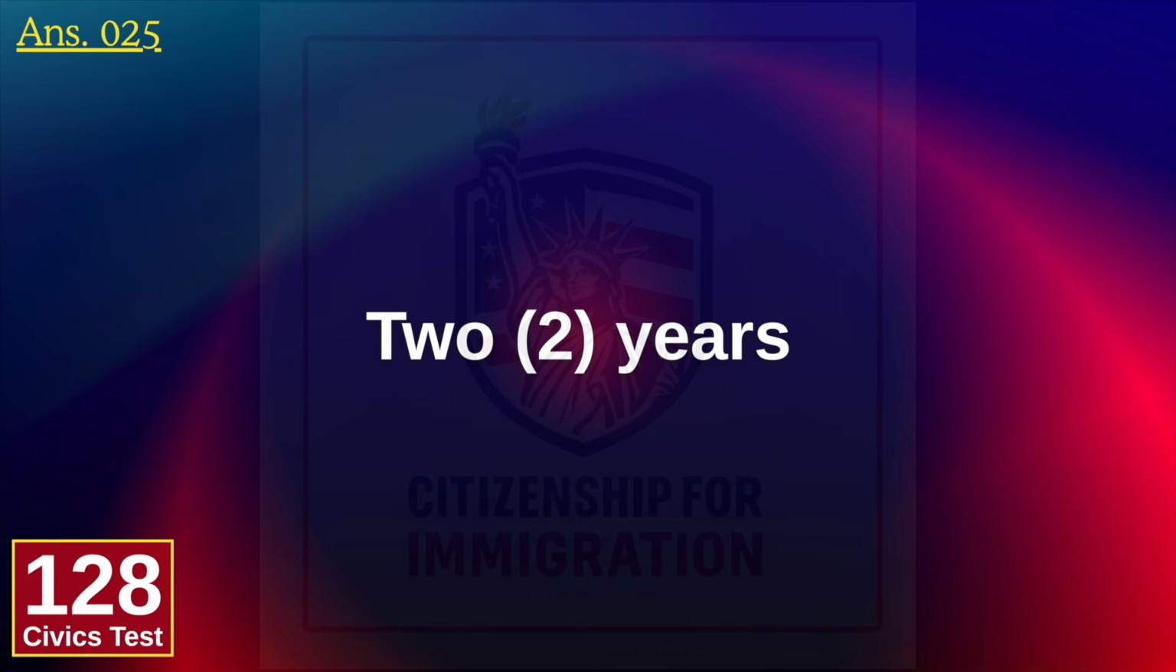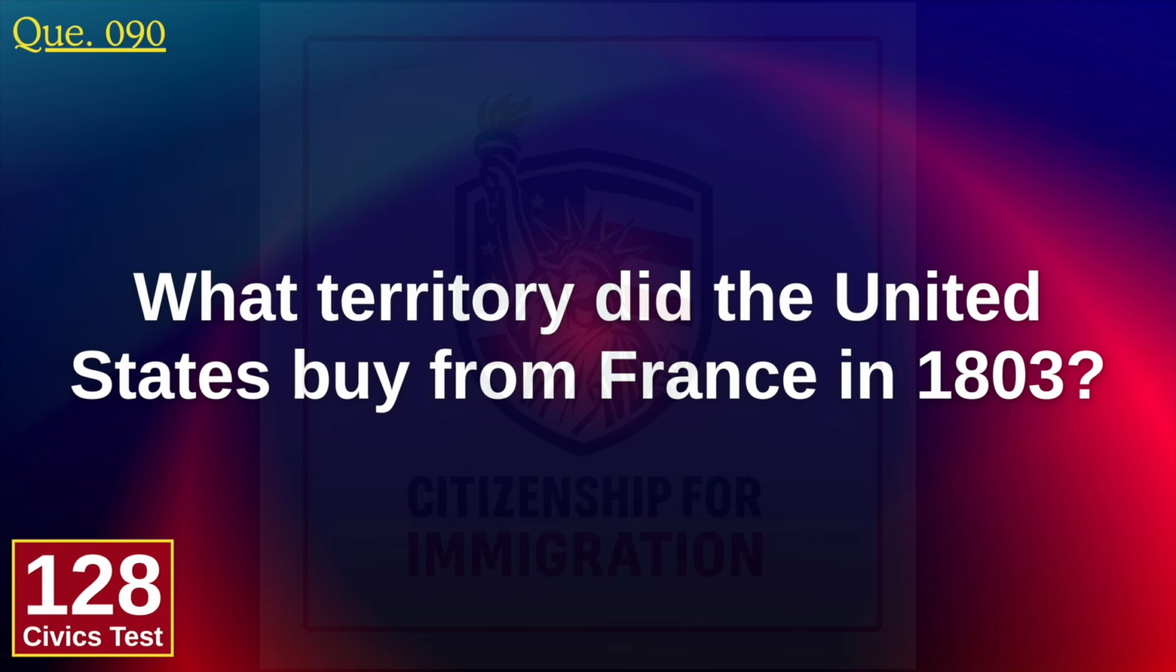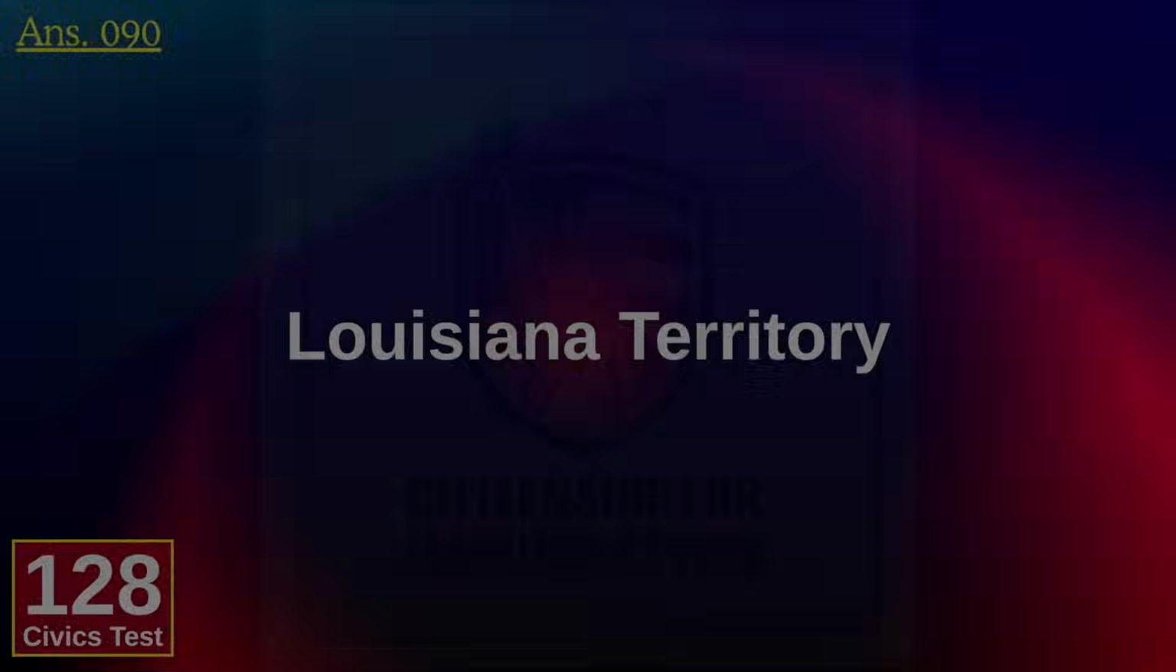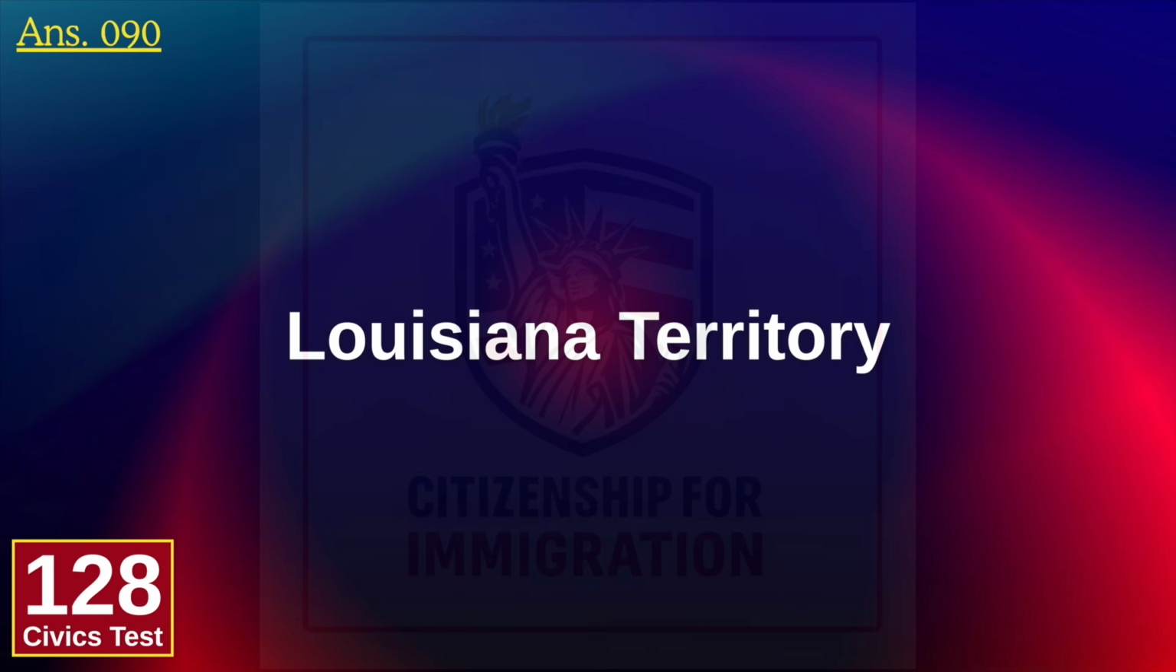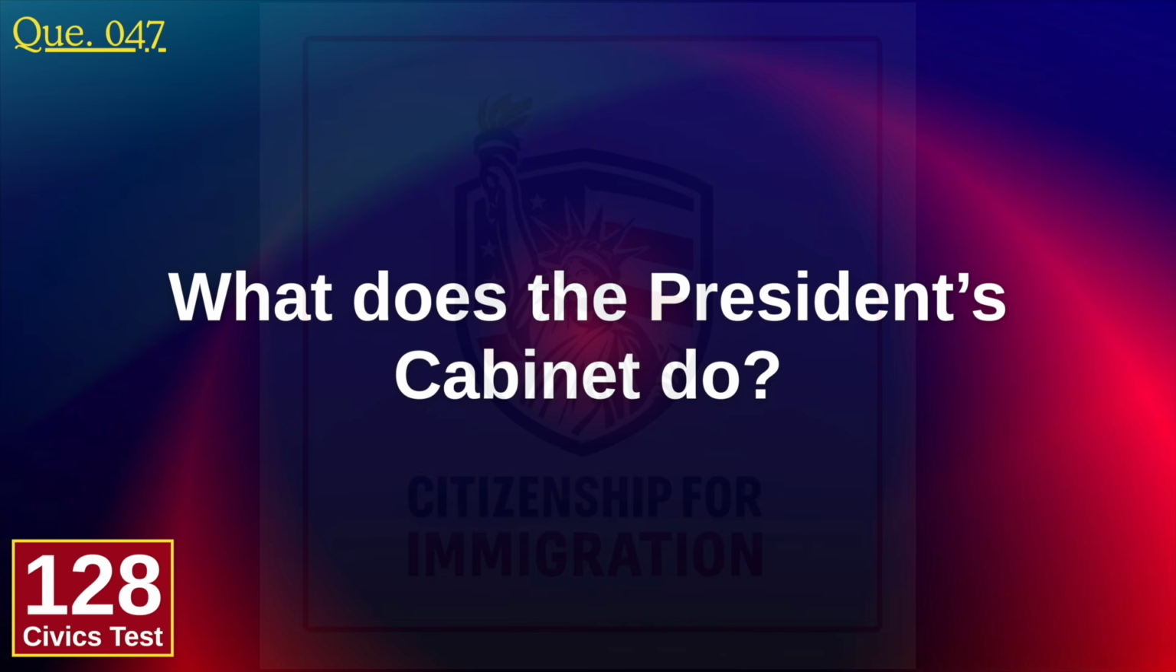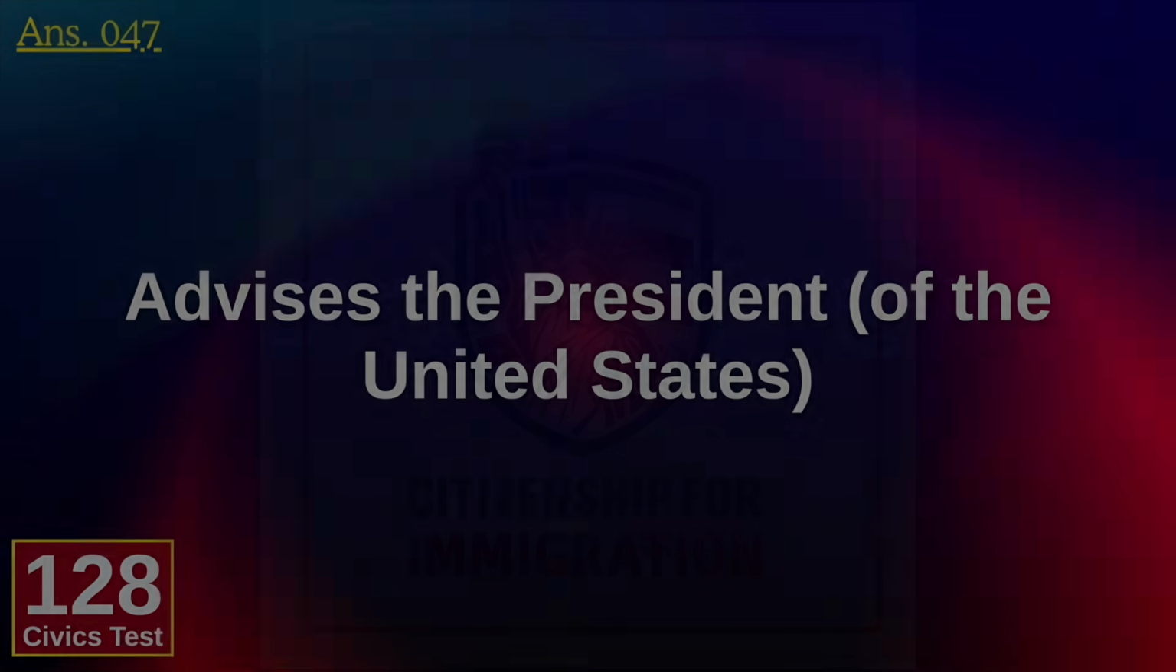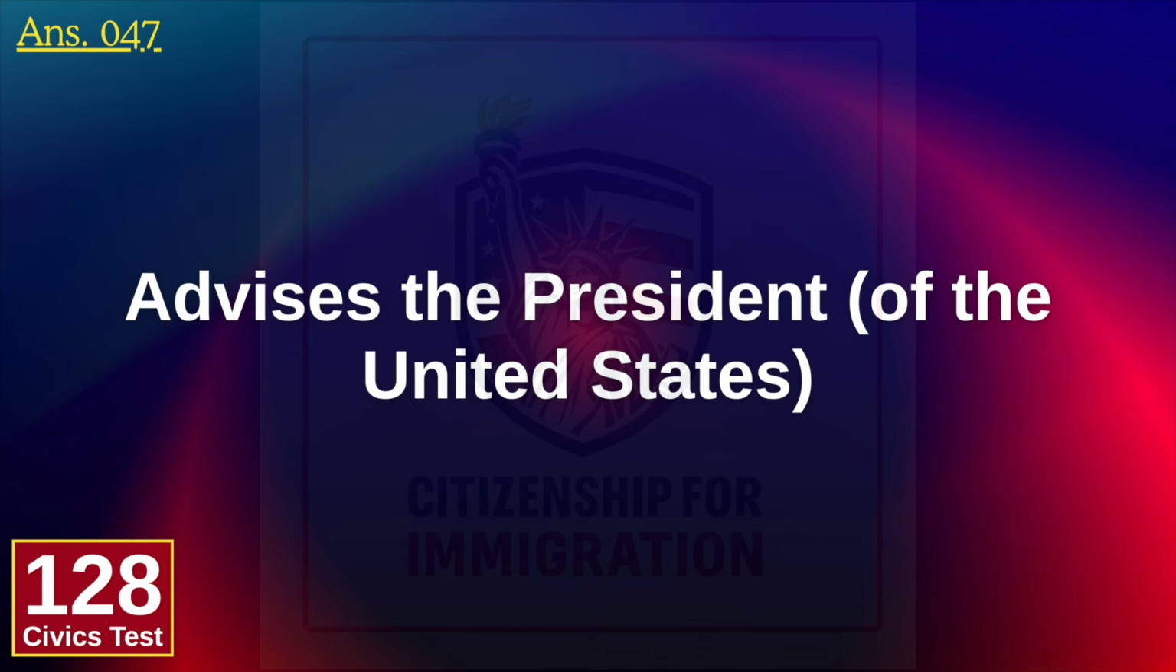What territory did the United States buy from France in 1803? Louisiana Territory. What does the President's Cabinet do? Advises the President of the United States.